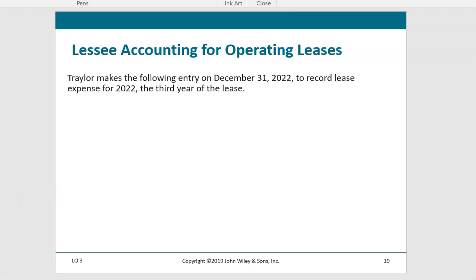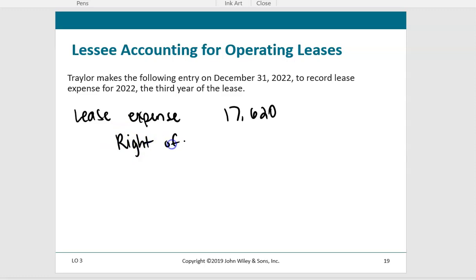So it's December 31st, 2022, the very last day of this lease term. And what does the company record? They have to record lease expense for that year. That is equal to the cash payment, just as it had been. And there's no interest expense, right? There's no increase of the liability because our beginning balance in the lease liability is 0. This is because the payment was made up front. And the other side of this entry is going to be a decrease to the right of use asset of 17,620.